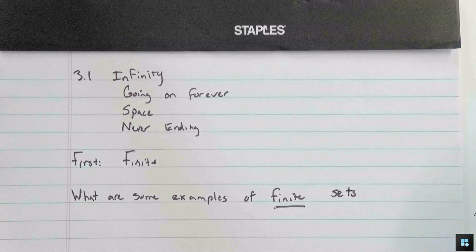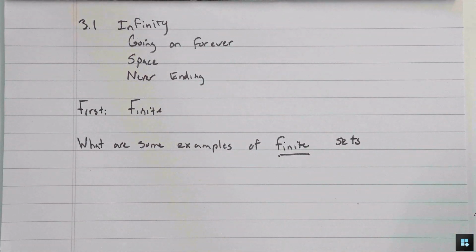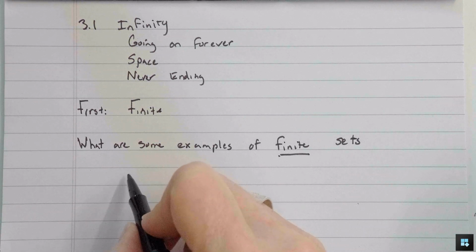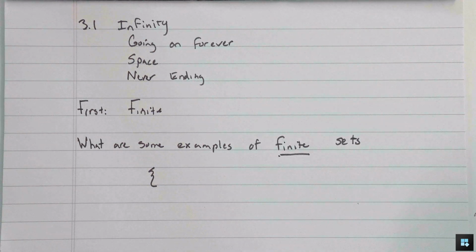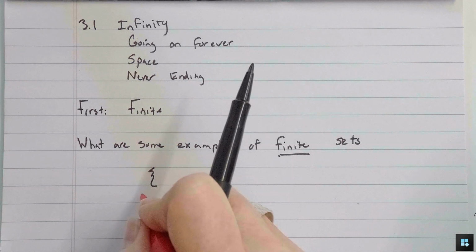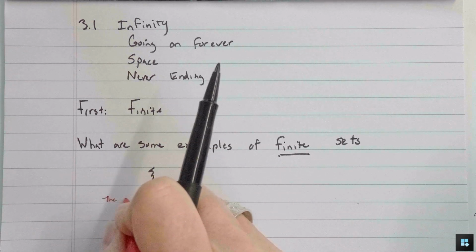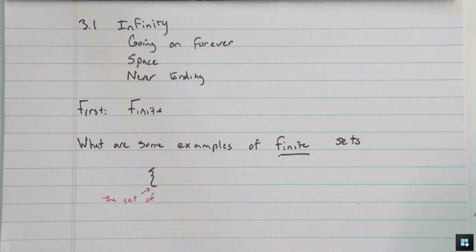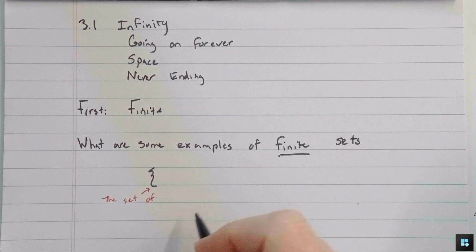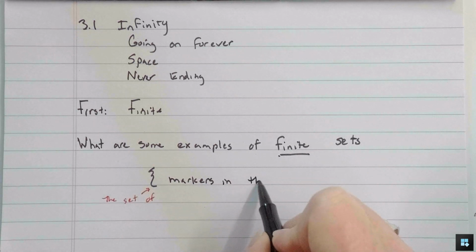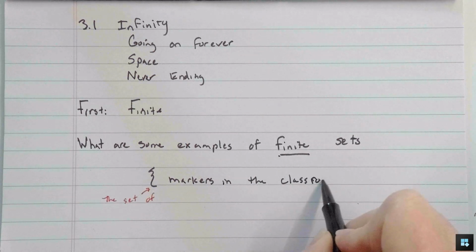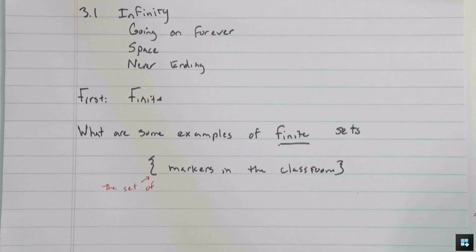So sets are just collections of objects. We usually call those objects elements. We could look for collections of finite sets right in this classroom, for example. We could say the set of these little braces, these kind of curvy ones with a little point in the middle, these are called braces, and they're read the set of. So, the set of markers in the classroom. That would be an example of a finite set in our classroom.